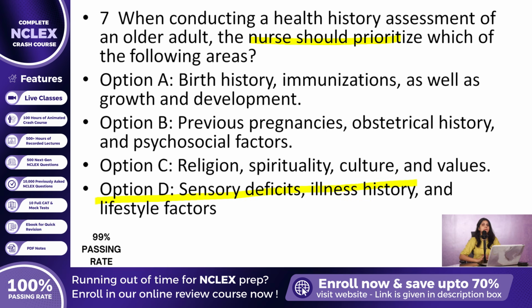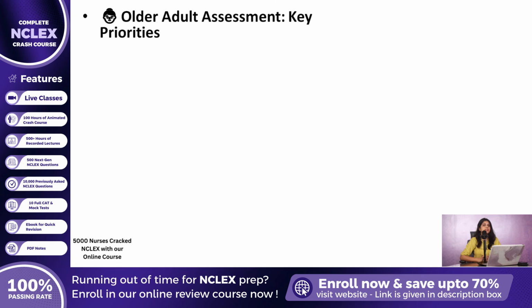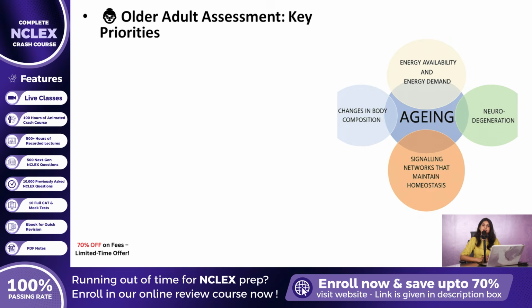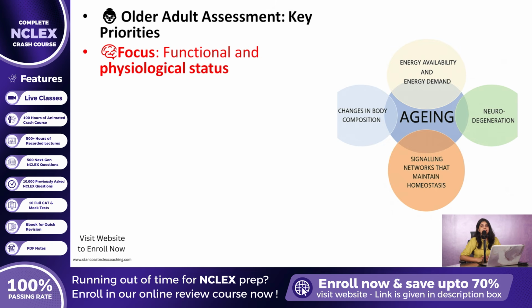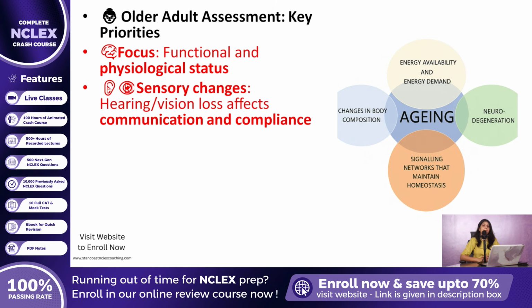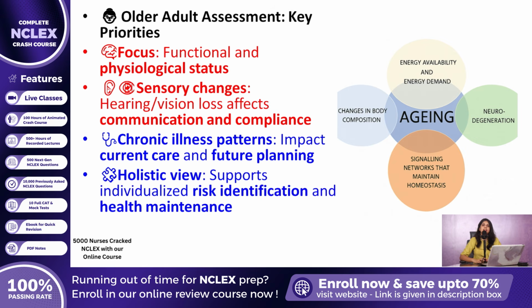Here is the explanation behind this choice. When assessing older adults, the most critical concerns relate to their functional and physiological status. Sensory changes such as hearing or vision loss can impact communication and compliance, while chronic illness patterns and lifestyle habits directly affect current and future care needs. By focusing on these aspects, nurses gain a comprehensive view of the client's health risks and maintenance strategies.